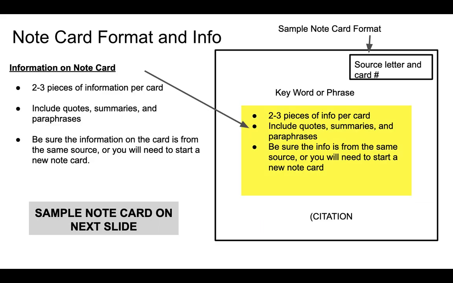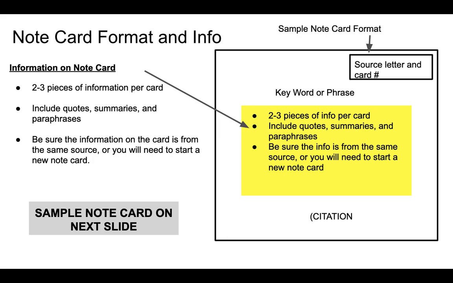And then the last step is just the information on your note card. So you should have at least 2 to 3 pieces of information per card. This includes quotes, summaries, paraphrases, and you just want to make sure that the information on the card is from the same source, or you need to start a new note card. You want to be as detailed as you can. The more information you have on your note cards, the easier it's going to be to write your paper, because you're just going to have lots of research. So I don't want 1 to 2 word phrases on there. I want you to fill these note cards up, okay?